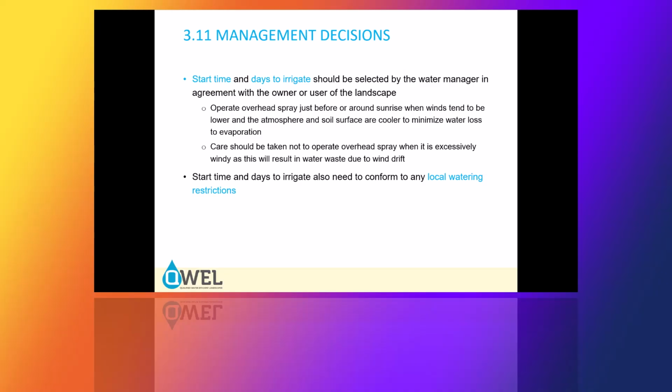The start time and days to irrigate should be selected by the water manager in agreement with the owner or the user of the landscape. Overhead spray is typically best to operate just before or around sunrise when the winds tend to be lower and the atmosphere and the soil surface are cooler to minimize water loss to evaporation. Care should be taken not to operate overhead spray when it's excessively windy, so make sure you check local watering restrictions as well.